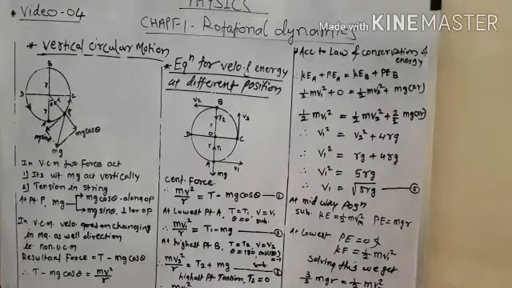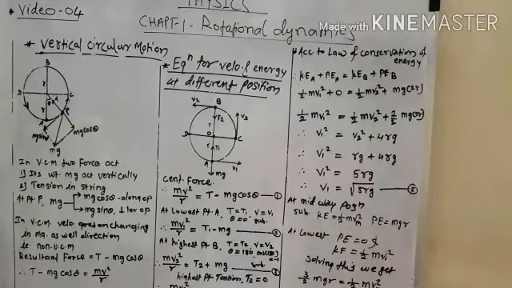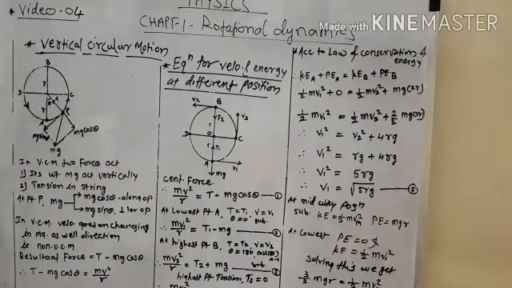We see here in this VCM there are two types of forces acting on the body. The first one is its weight mg, acting in the vertically downward direction, and the second one is the tension in the string. This weight mg can be resolved into two components: mg cos theta along this line and mg sin theta perpendicular to this line.